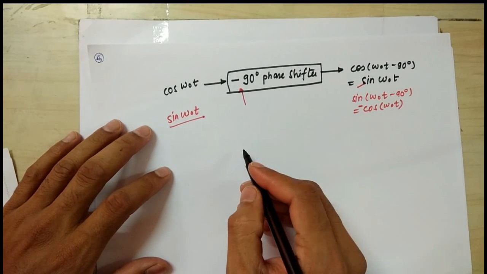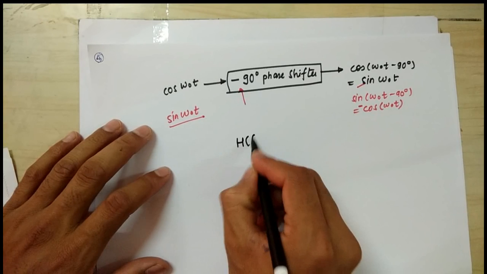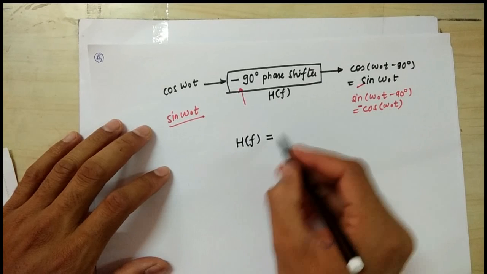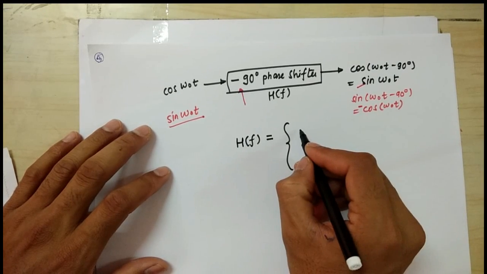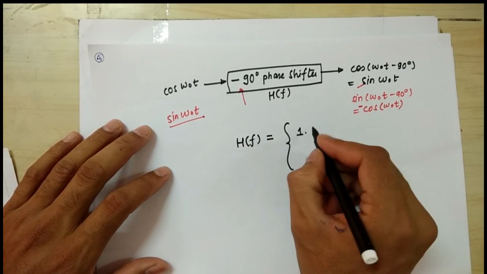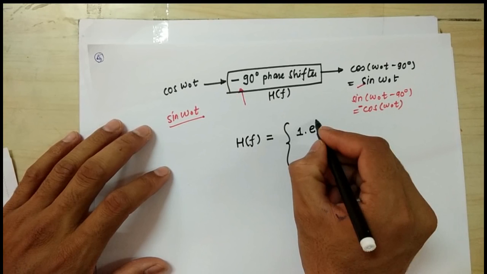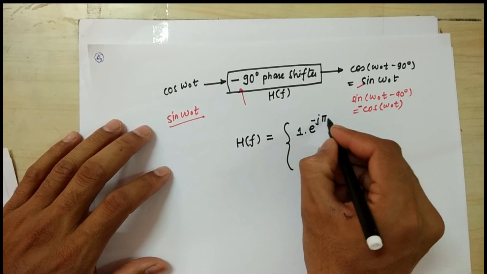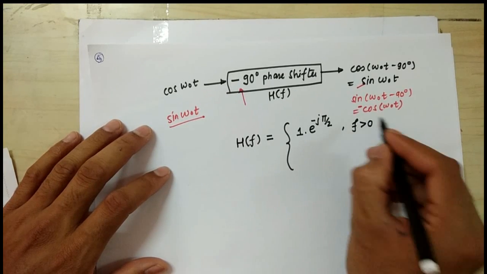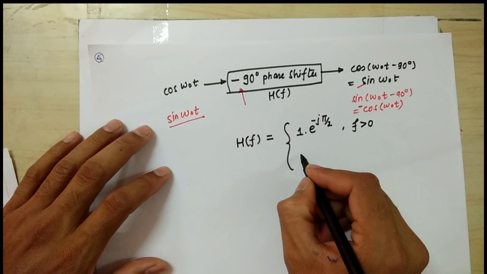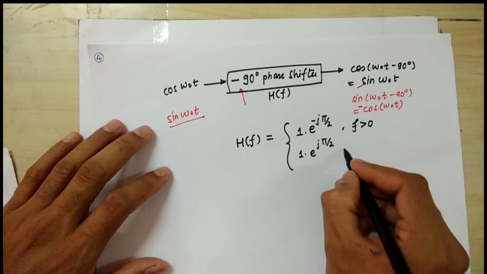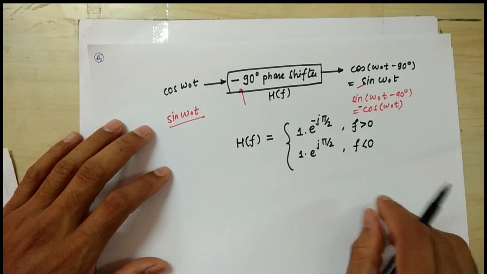Now if you see this minus 90 degree in the frequency domain, how can I write this one? Let's say this is a filter whose response is H of f. So this H of f can be written as what? Since it is providing gain 1, it is not changing the amplitude. So this is providing 1, and I can write e power minus j pi by 2 when f is greater than 0, and it is 1 e power j pi by 2 when f is less than 0.